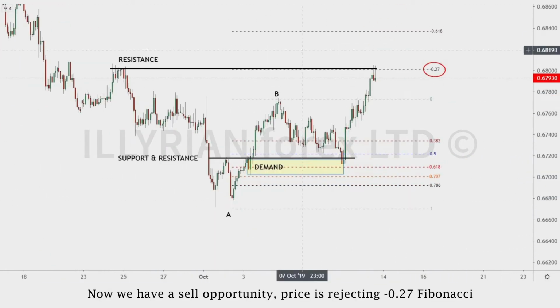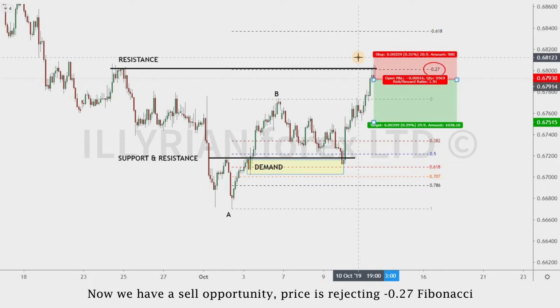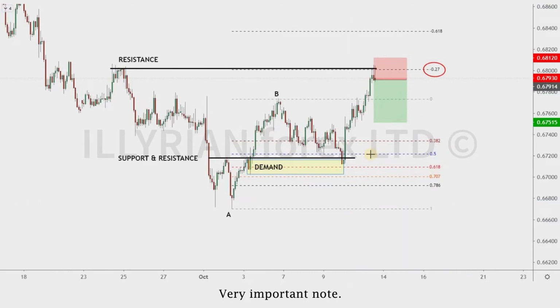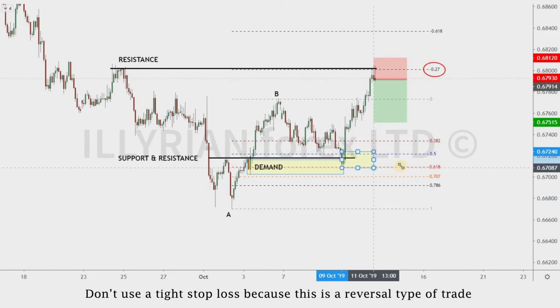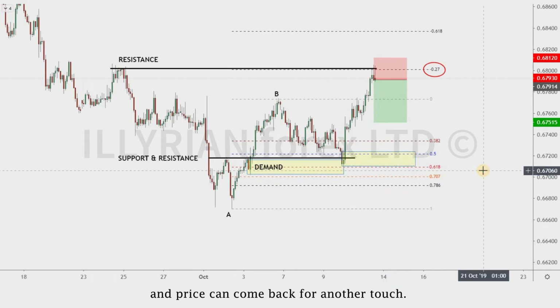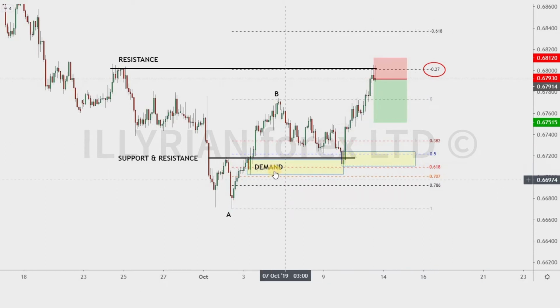Now we have a sell opportunity. Price is rejecting minus 0.27 Fibonacci that correlates with the resistance level. Very important note: don't use a tight stop loss, because this is a reversal type of trade and price can come back for another touch.